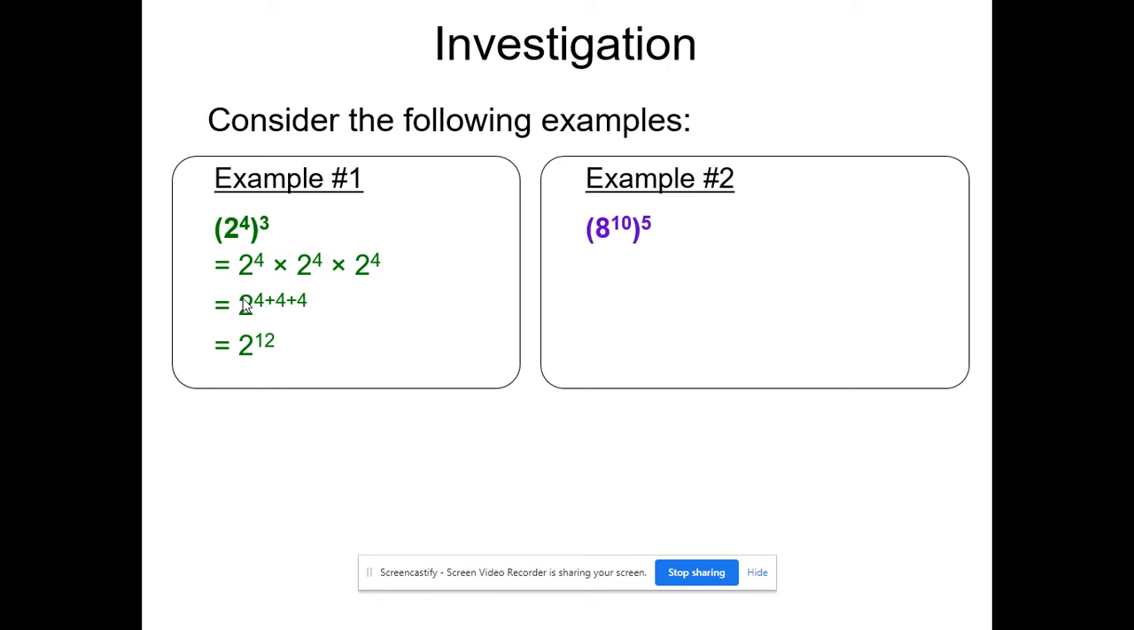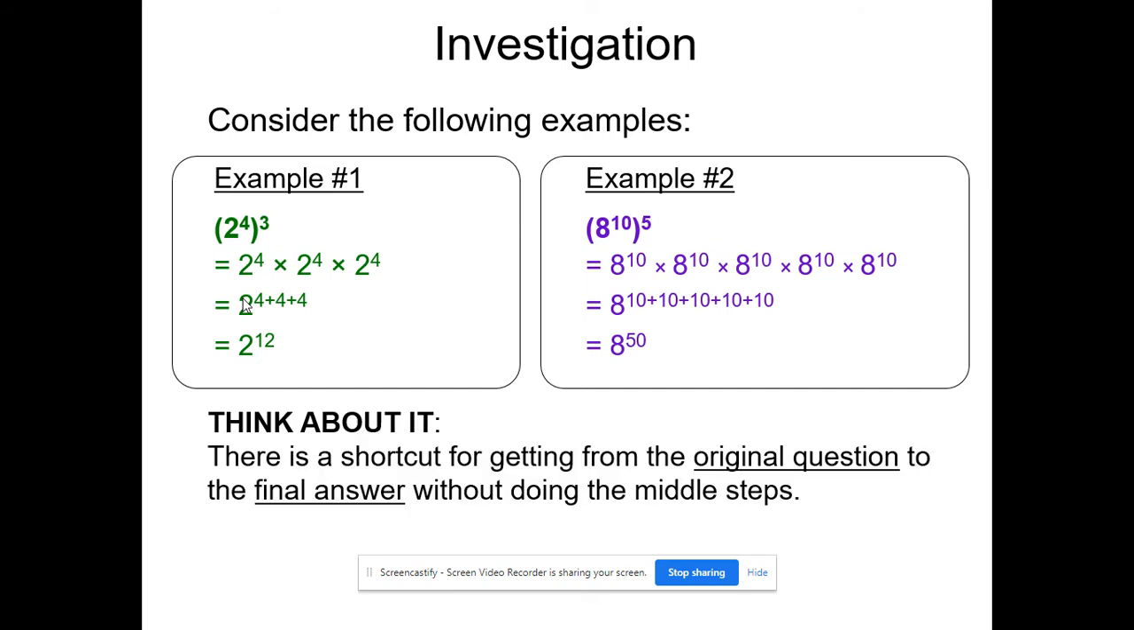In our second example, we have 8 to the power of 10 to the power of 5. Just like in the first example, that outside power of 5 means that 8 to the 10 is being multiplied by itself 5 times. When we multiply things with the same base, we can add their exponents. And when I add 10 plus 10 plus 10 plus 10 plus 10, I get 8 to the power of 50. So the question I have for you is, there is a shortcut for getting from the original question to the final answer without doing the middle steps.